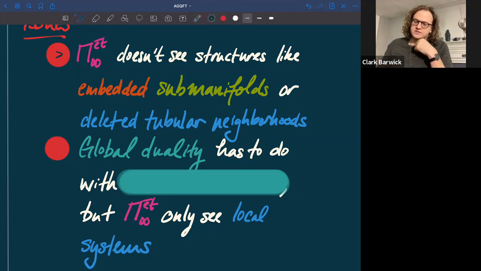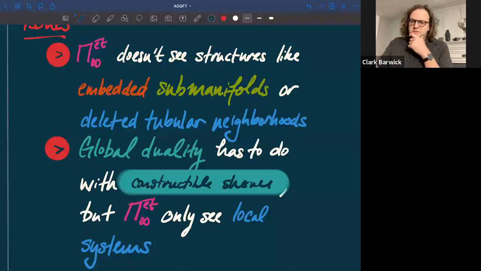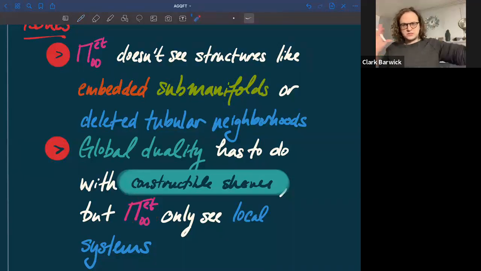Another issue that arises is that we were interested in global duality, and global duality was really a statement about constructible sheaves. But this pi infinity et here can only see local systems. And that's why, for example, this global duality, which is supposed to be showing us all this interesting 3-dimensional behavior, pi infinity et can't see any of it, right? It's just contractible. So in order to fix this, in order to really see the kind of phenomena that we're interested in with the global duality, we need to find a version of the homotopy type that's capable of seeing constructible sheaves, not just local systems.